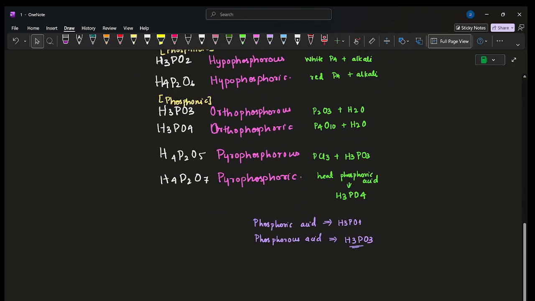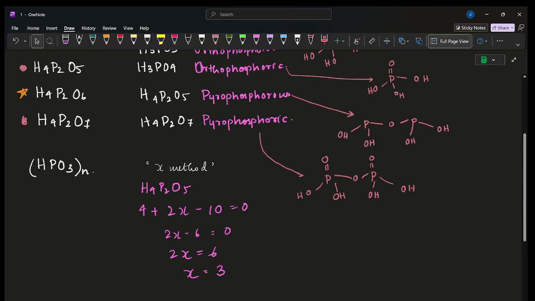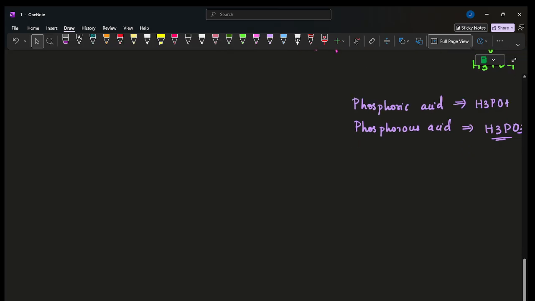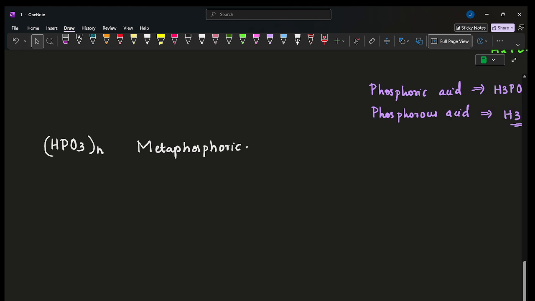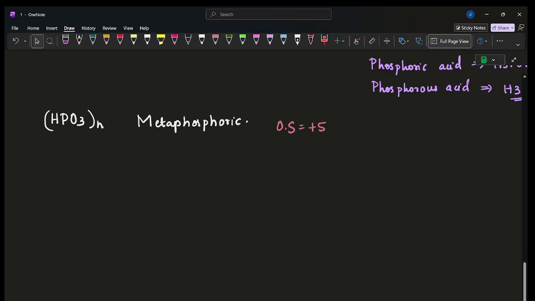Now, they will also ask you for metaphosphoric acid, which is (HPO3)n. Let me write that down as well. (HPO3)n is basically called metaphosphoric acid. And remember the oxidation state, it's +5. Now, talking about the structure, there are two structures that I've seen in the NCERT book. There's a cyclic one and there is polymetaphosphoric.